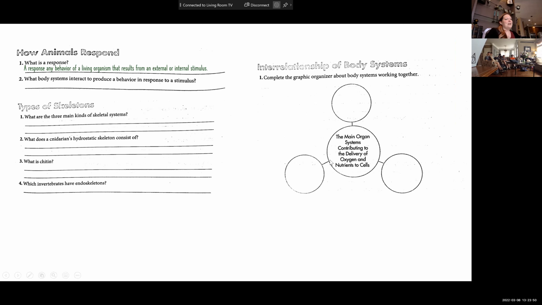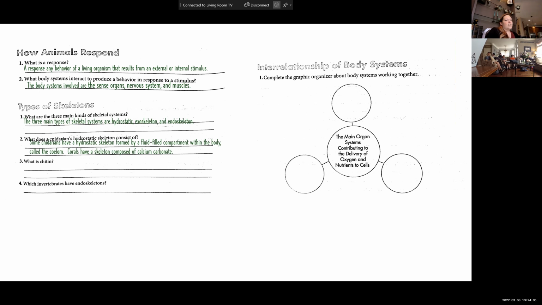So response is any behavior of a living organism that results from external or internal stimulus. Body systems involved in producing a response are sense organs, nervous system, muscles. Here are your different kinds of skeletons: hydrostatic, exo, and endo.